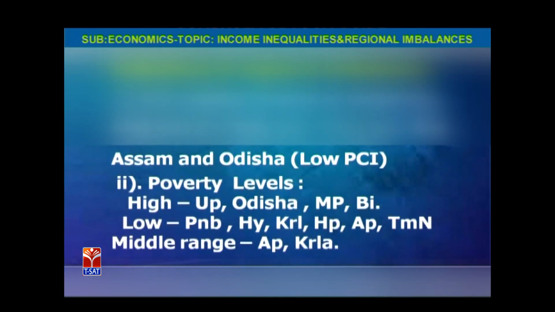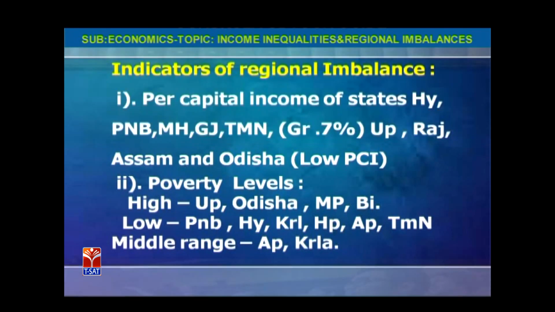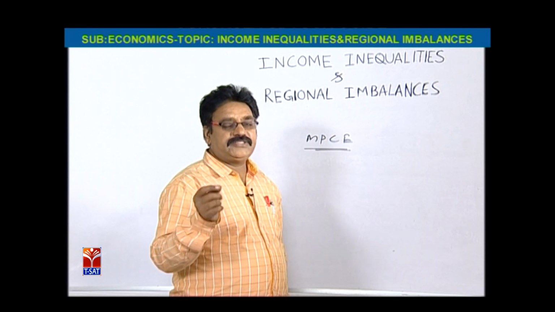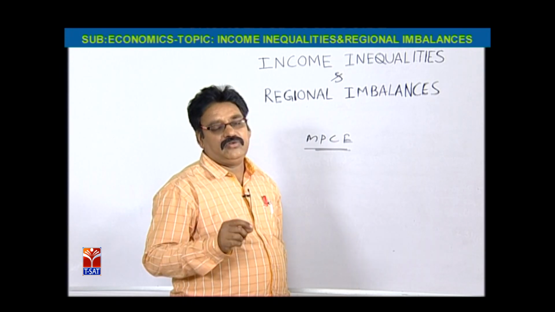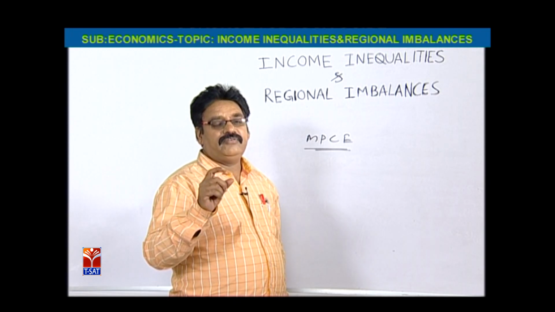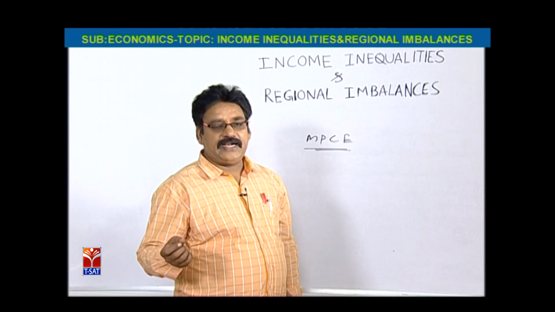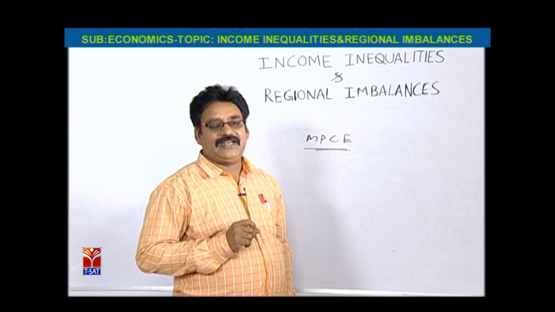For example, among the developed states in India, Haryana, Punjab, Maharashtra, Gujarat and Tamil Nadu are registering high growth rates, like 7%. And UP, Rajasthan, Assam and Odisha have low per capita income. Based on per capita income, some states are developed and some are underdeveloped. So we can find the difference between developed and underdeveloped states. This situation is called regional imbalances.